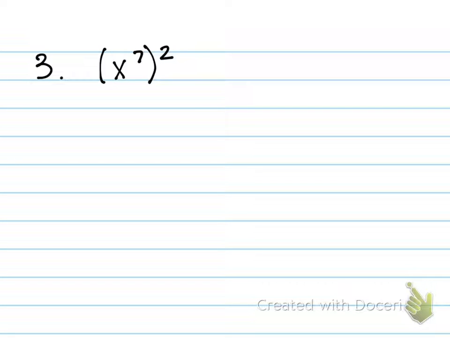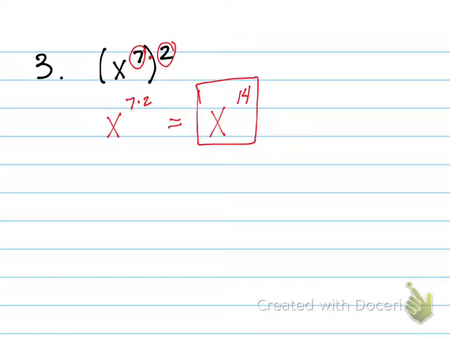The next one, we have a power to a power. So we have x to the 7th squared. So this is where I would take 7 times 2. So my answer would be x to the 7 times 2, which would just be x to the 14th power. And then I am done. So remember, when you have a power to a power, that is when you multiply.